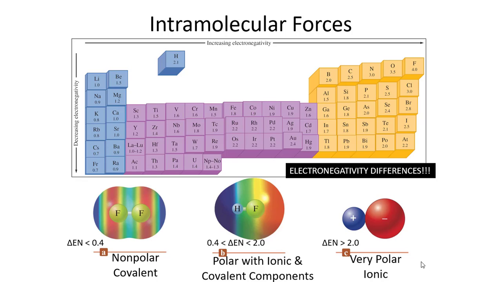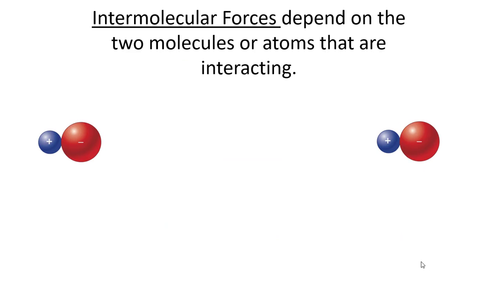Now think too about how electronegativity plays a role in these relationships. Anytime you have very, very large electronegativity differences, those are going to be your polar compounds. Anytime you have very small electronegativity differences, those are your nonpolar or your covalent compounds. Okay, so let's look at the first intermolecular force.